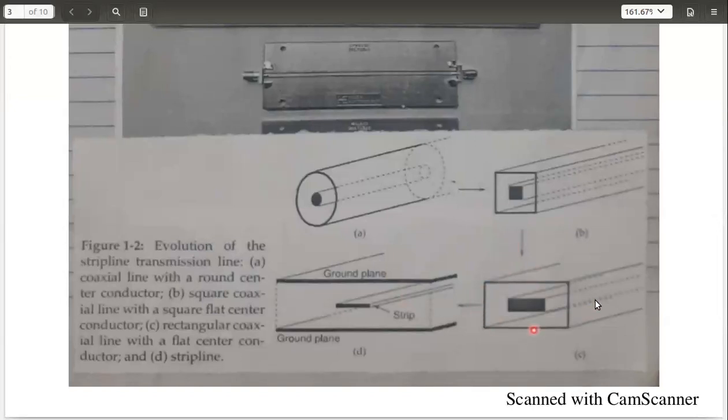So basically strip line means you'll be having a sandwiched structure. Inside this, you'll be having a strip. This is the actual structure of a strip line.